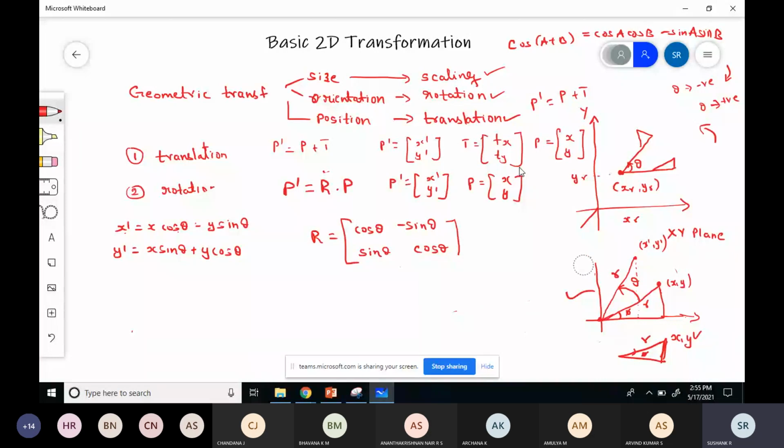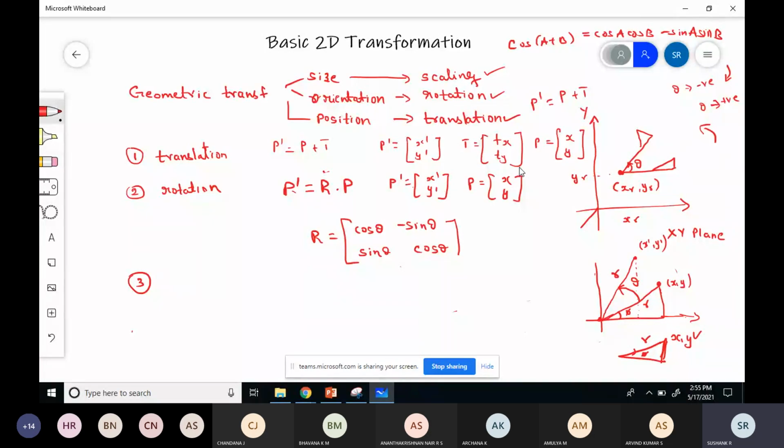Now for rotation, you can write the simplified equation: P dash is equal to R into P, where P dash is x dash, y dash and P is x, y, and R is the rotation matrix with angle theta. This is the formula for rotation. After this, the third operation is scaling. Scaling means increasing the size or decreasing the size. So now a few more points I will just add to this rotation.